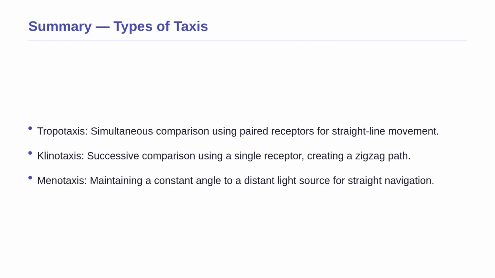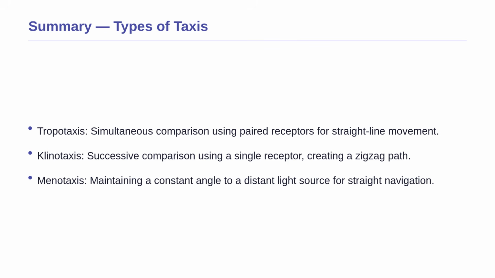We have covered a lot of ground today, so let us summarize the key takeaways. First, we explored Tropotaxis, which uses paired receptors to simultaneously compare stimulus intensity, allowing animals to move directly toward or away from a source in a straight line.